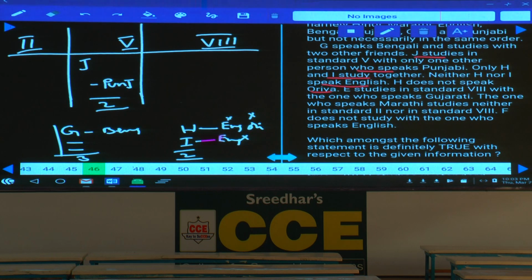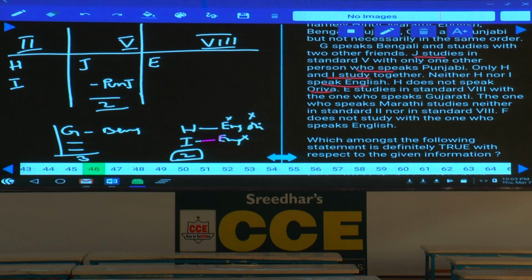E studies in standard 8, and with the one who speaks Gujarati. So E studies with the one who speaks Gujarati, hence Gujarati must also be in this class. If E studies in standard 8, can H and I study in standard 8? No, because in H and I there must be only two people. Hence H and I cannot study in standard 8, and cannot be in standard 5. H and I must be in standard 2.